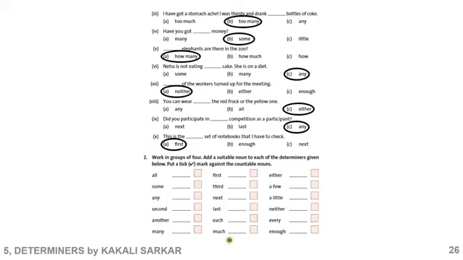Now question number 2. Here, add a suitable noun to each of the determiners given below. So all the words you can see here: all, some, any, second, another, many, first, third, next, last, each, much, either, a few, a little, neither, every, enough. These all are determiners and we have to put appropriate nouns against them.